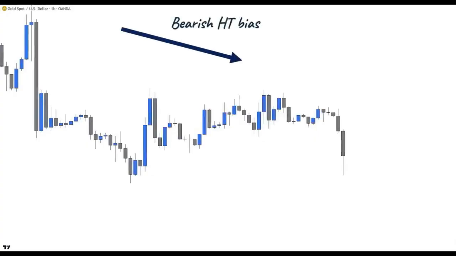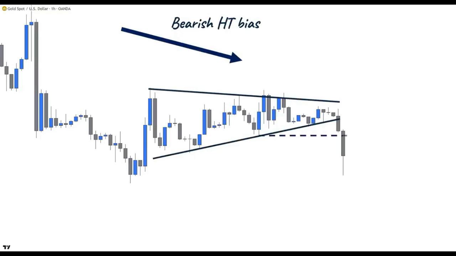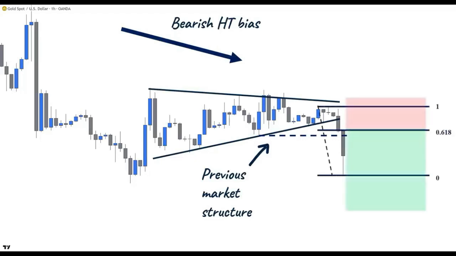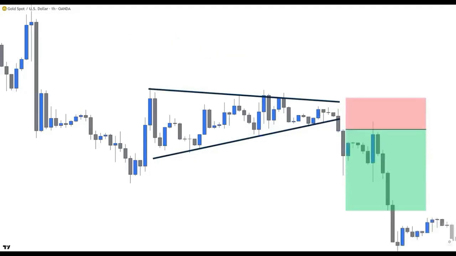Here on the gold 1-hour chart, we have a bearish higher time frame directional bias. We can identify this wedge pattern, which shows a period of indecision in the market. Then the market breaks to the downside, signaling that the sellers have taken control. We also have a break and close below the previous market structure, which is the second confirmation. Now let's apply the retracement tool and place sell orders precisely on the 618 Fibonacci level.